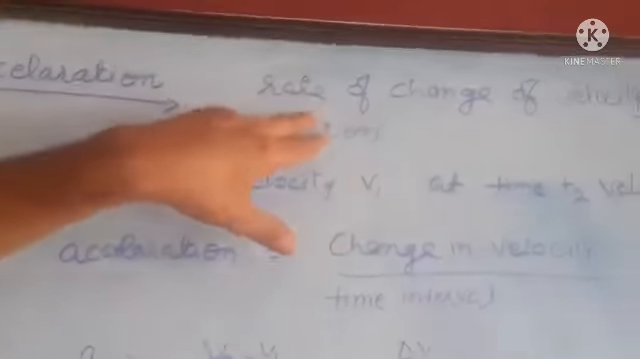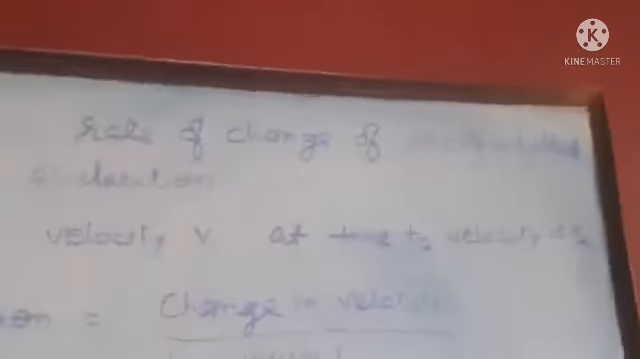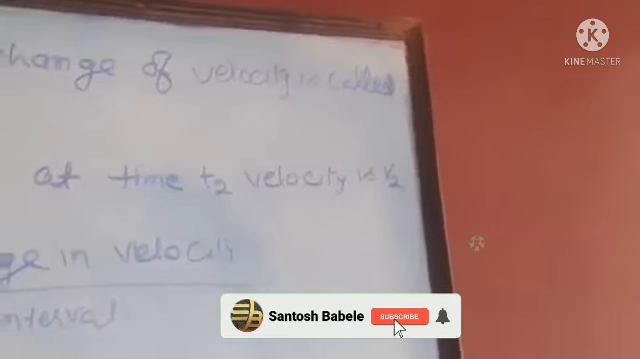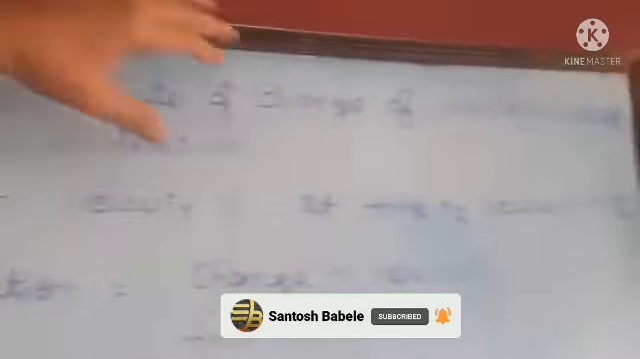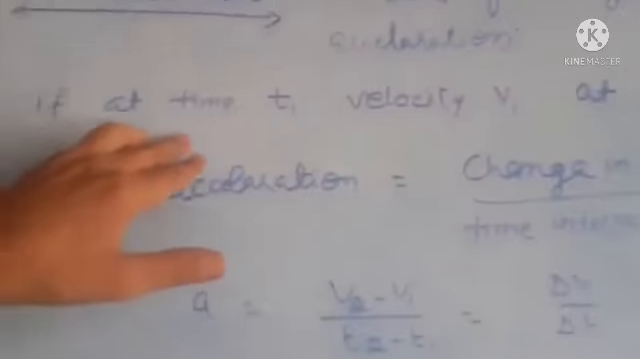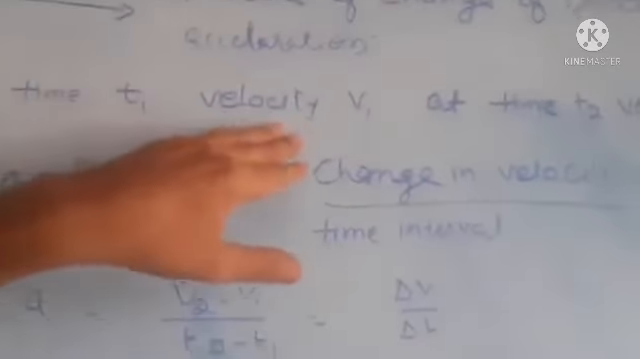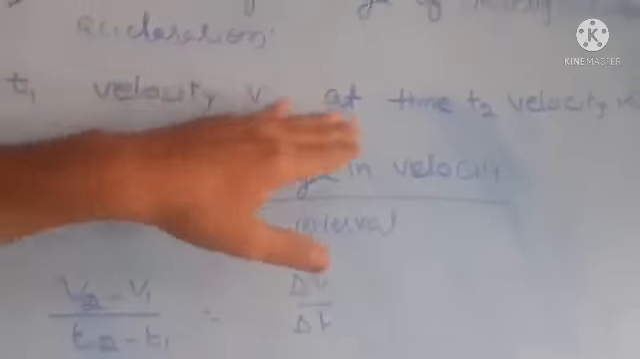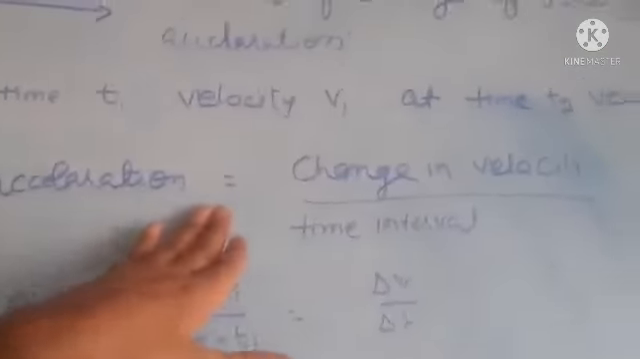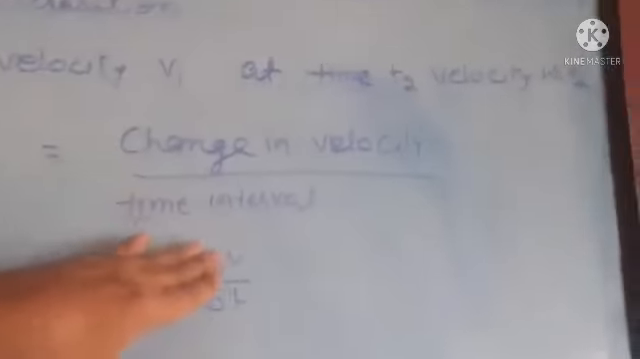What is acceleration? Acceleration is the rate of change of velocity. Rate of change of velocity is called acceleration. Suppose at any time t1, the velocity of the object is v1, and after time t2, its velocity becomes v2. Then acceleration is equal to change in velocity upon time interval.